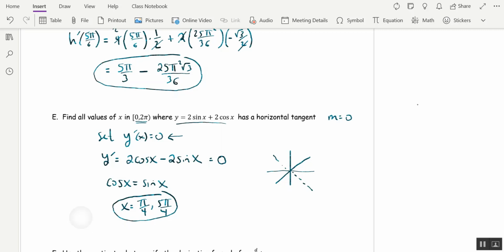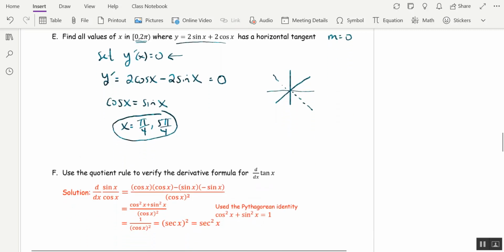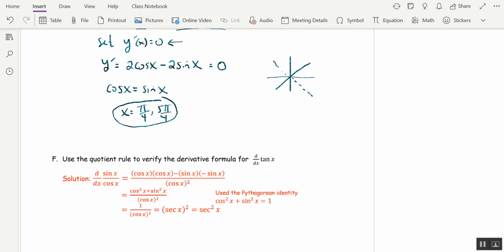All right, and finally, I'm just going to let you read through this proof that the derivative of tangent x is secant squared x on your own. Just a couple of comments here. I used the quotient rule here. I thought of tangent x as sine x over cosine x, and I used the quotient rule. And then I used the Pythagorean identity on the numerator. Cosine squared x plus sine squared x equals 1. Okay, and that is the end of this section.